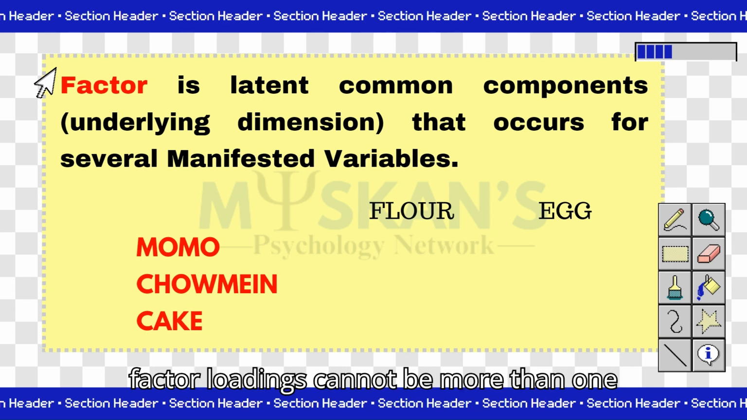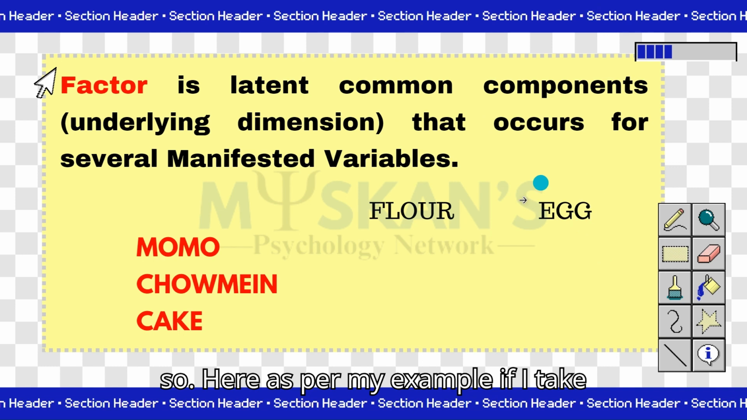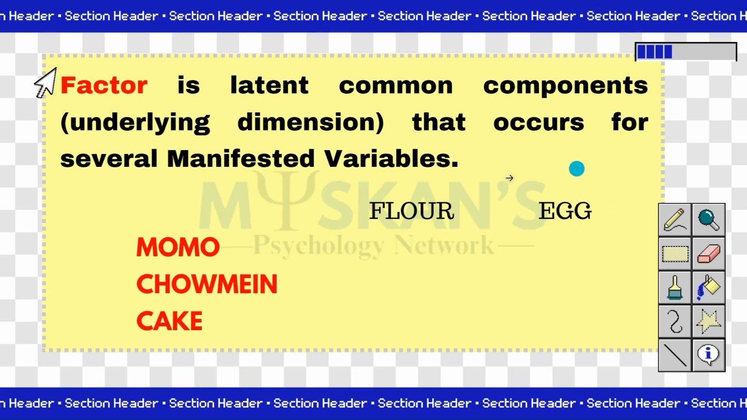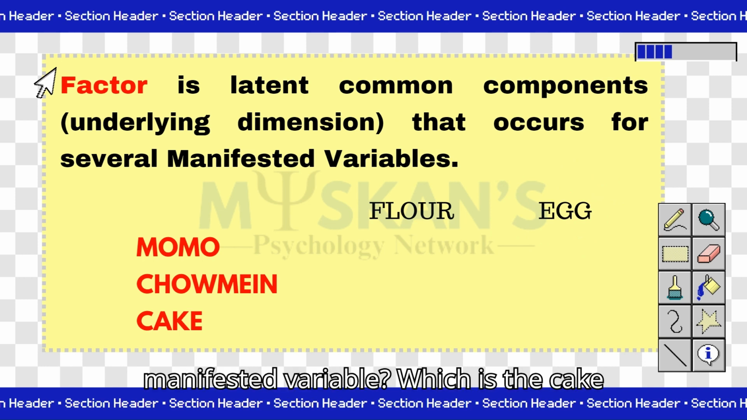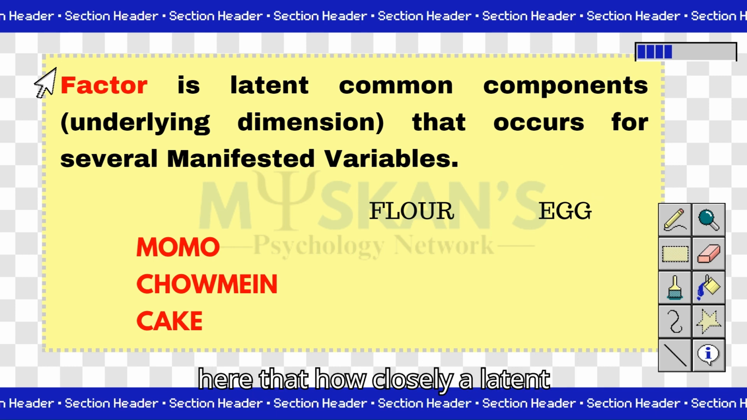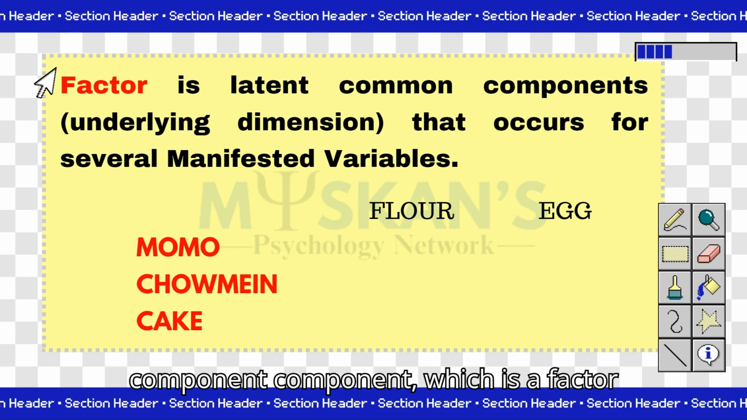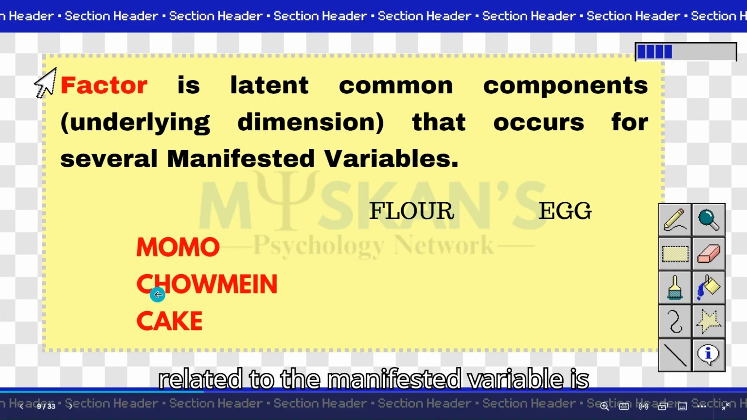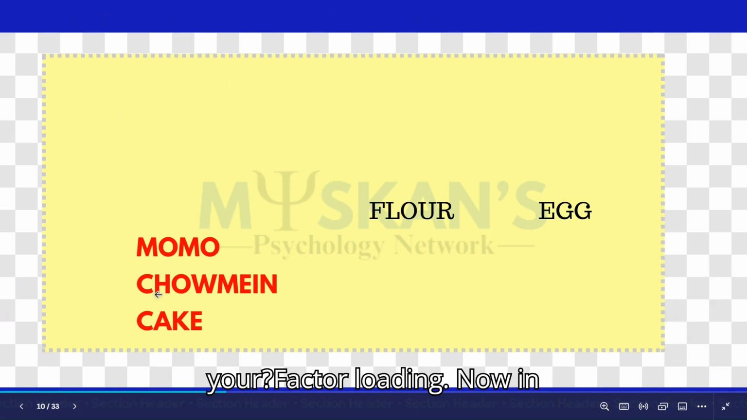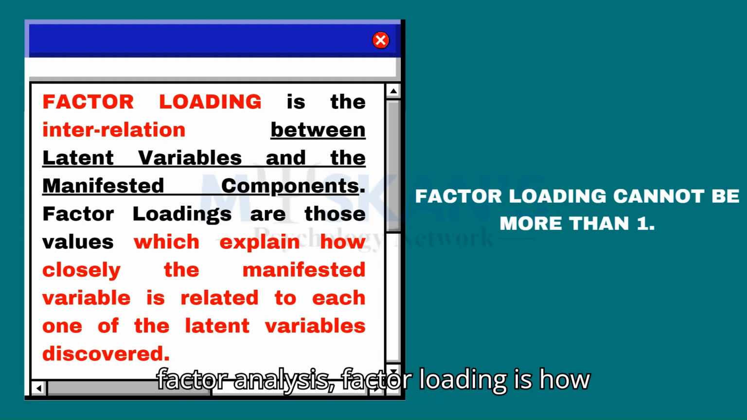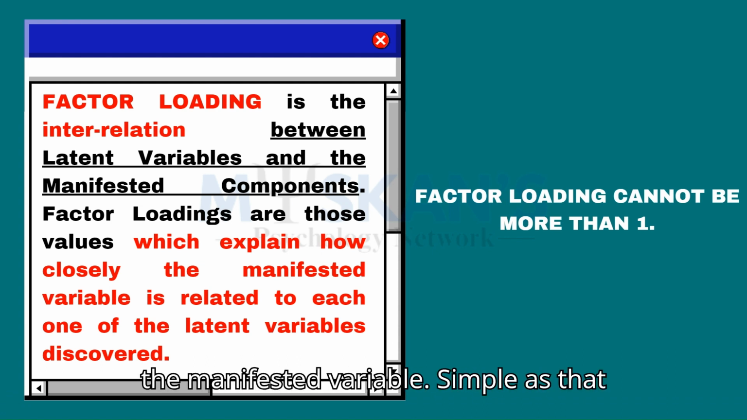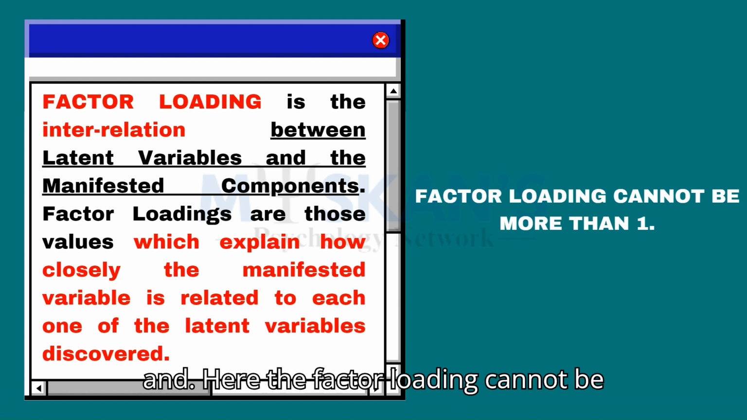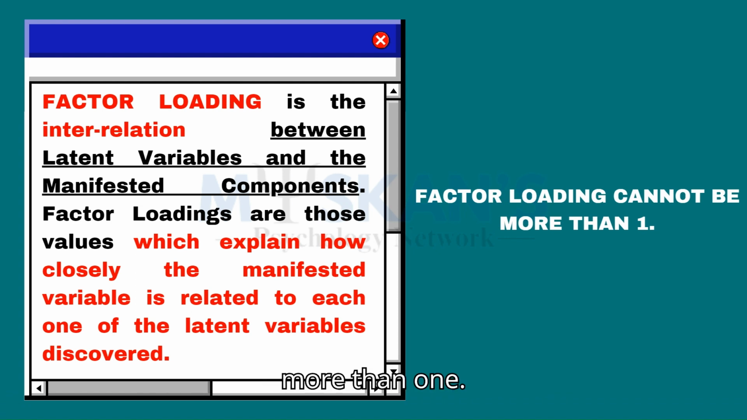And the factor loadings cannot be more than 1. So here, as per my example, if I take egg is explaining 8% of that cake. So how closely is the egg related to the manifested variable, which is the cake here? That how closely a latent component, which is a factor related to the manifested variable, is your factor loading. Now in factor analysis, factor loading is how close the factor is to the manifested variable. Simple as that. And here the factor loading cannot be more than 1.